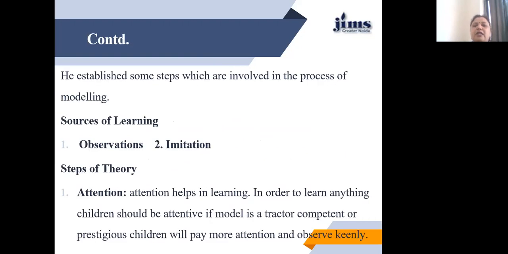He established some steps which are involved in the process of modeling. According to him, there are two sources of learning. First is observation and second is imitation. Now, the steps of the theory. The first step of social cognitive theory is attention. Attention helps in learning, and in order to learn anything, children should be attentive. If the model is attractive, competent, or prestigious, children will pay more attention and observe it keenly.